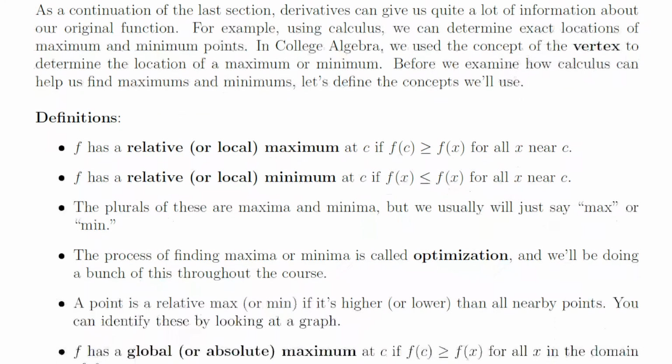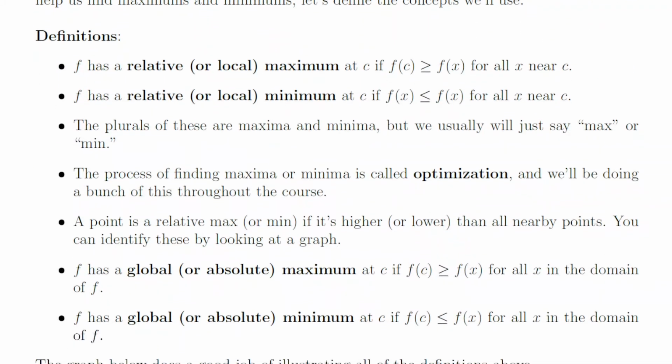So here are some concepts and some definitions that we're going to be looking at. f has a relative max at the value of x equal to c if the function evaluated at c is bigger than or greater than f of x. In other words, if you think about the surrounding areas, this c is like the peak. So it's at the top of the mountain, okay?